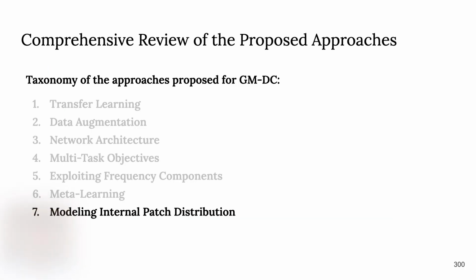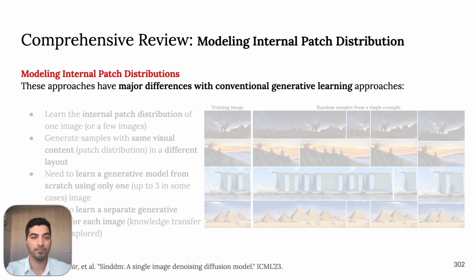And the final category is modeling internal patch distributions, which has two subcategories. In this category, approaches have a major difference with conventional generative learning approaches. First one is that they learn the internal patch distribution of one image.